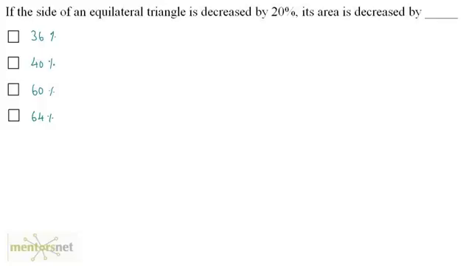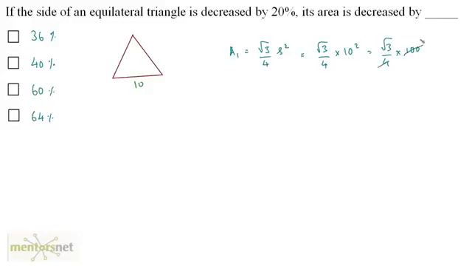If the side of an equilateral triangle is decreased by 20%, its area will be decreased by how much percent? So this is our equilateral triangle. Let us assume that the side of this equilateral triangle is 10. Now what will be the area? So the area, let us denote it as A1, will be root 3 by 4 times the side square, that's root 3 by 4 times 10 square, that's root 3 by 4 times 100. Okay, so 4 times 25 is 100. So therefore we have A1 is equal to 25 root 3.